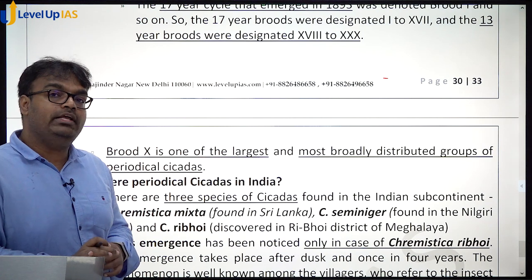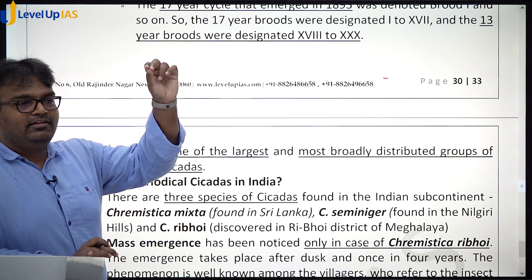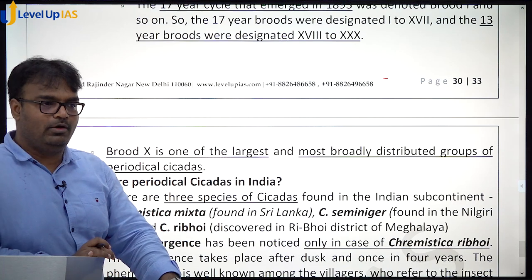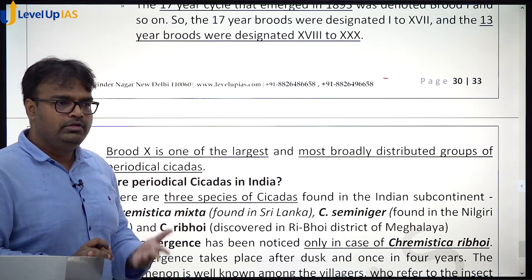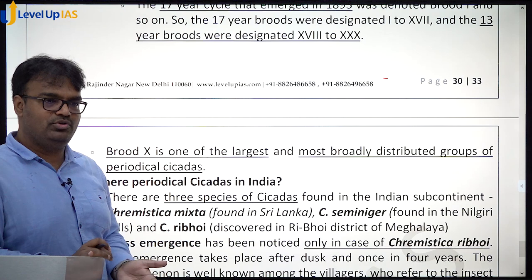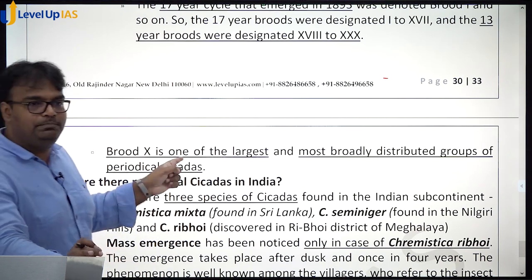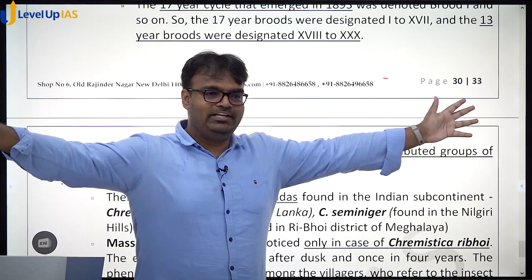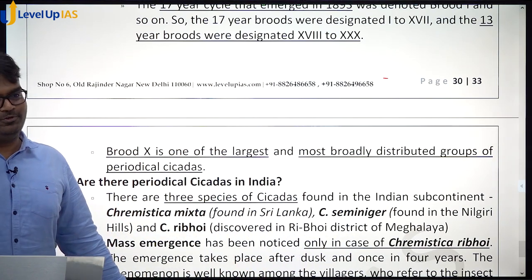Now, where would they lay eggs? They would lay eggs on the trees. Sometimes, hatchlings will come out, they'll fall on the ground and they'll burrow inside. Most of the hatchlings die, very few of them survive inside. Inside, they'll stay there for 17 years or so. Now please understand, because there are so many numbers, the children will also be so many in numbers. So 17 years later, again brood X would come out, making a lot of noise.